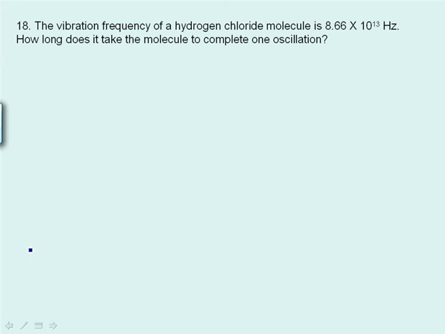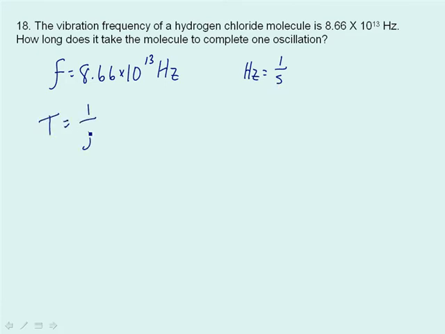Alright, this is chapter 13, beginning with number 18. It says the vibration frequency is equal to 8.66 times 10 to the 13 hertz. Remember, a hertz in basic SI units is the inverse second. We want to know how long it takes the molecule to complete one oscillation. That's the period. The period is 1 over the frequency, which will give us units of seconds. And 1 over 8.66 times 10 to the 13 is 1.2 times 10 to the minus 14 seconds.